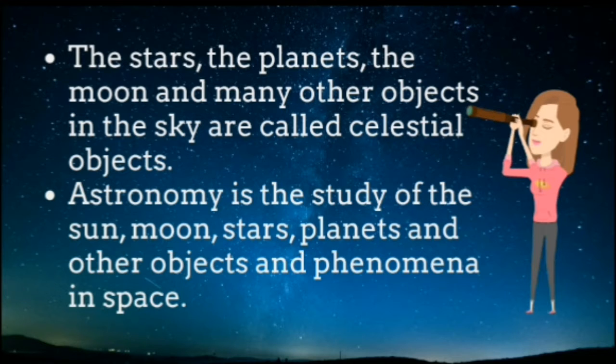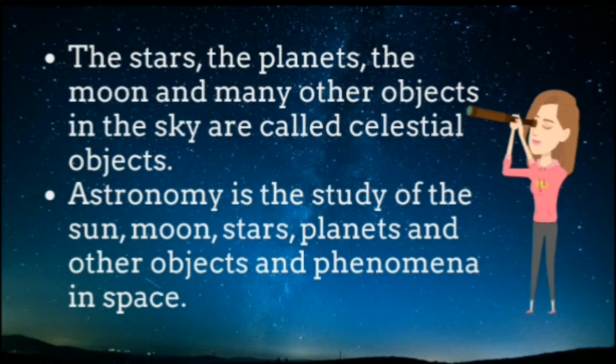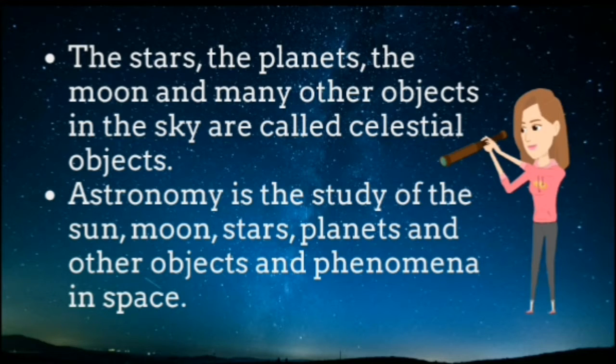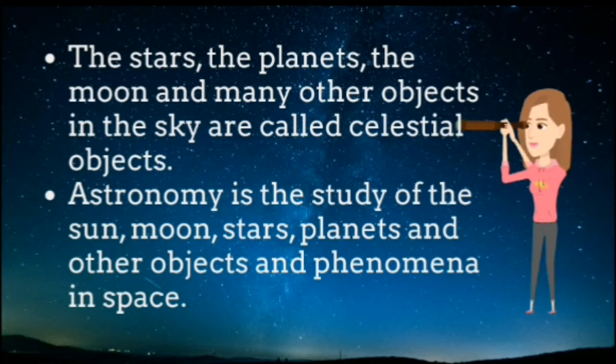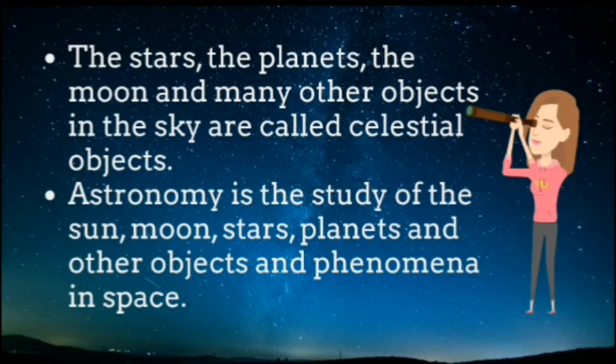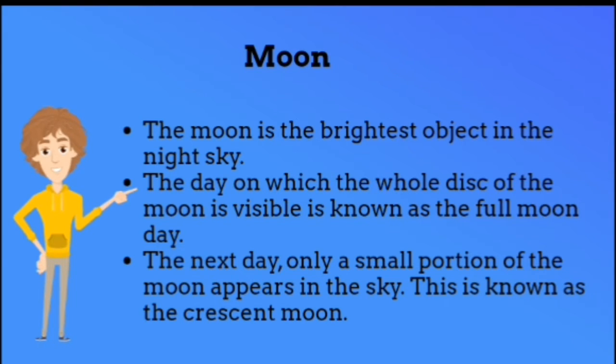The stars, the planets, the moon and many other objects in the sky are called celestial objects. Astronomy is the study of the sun, moon, stars, planets and other objects and phenomena in space. Let us learn and explore more about it. First, let's learn about the moon.